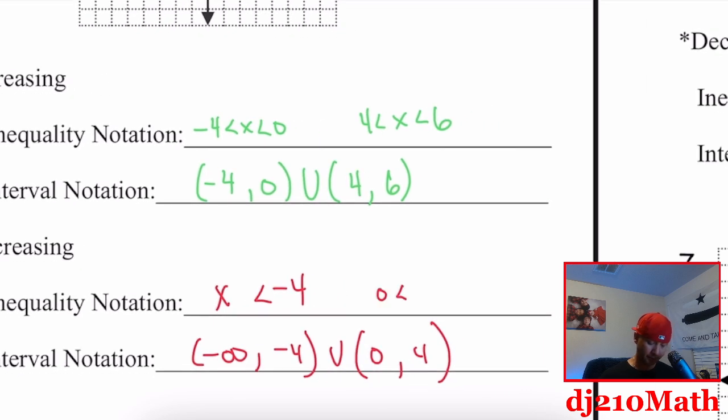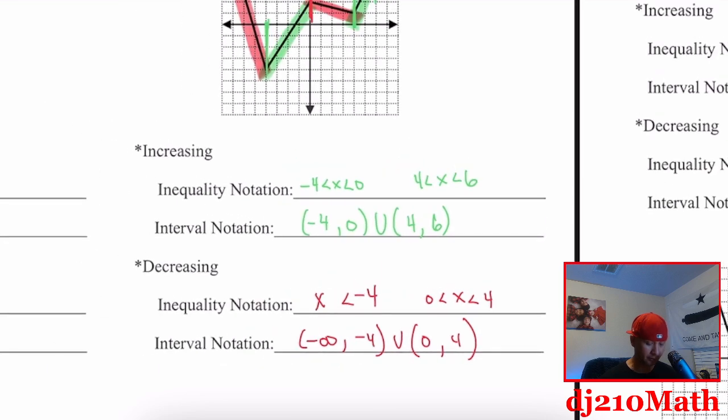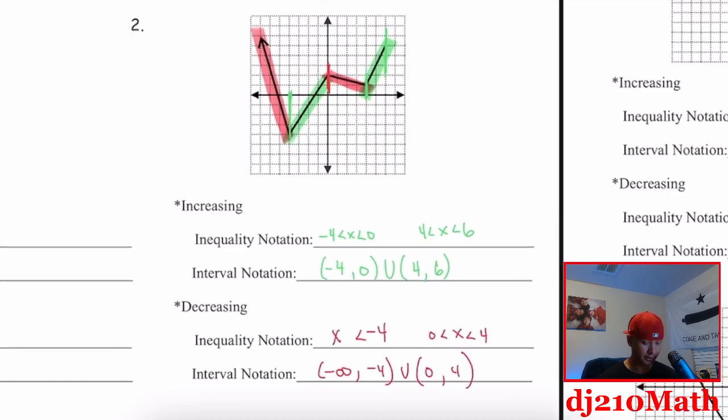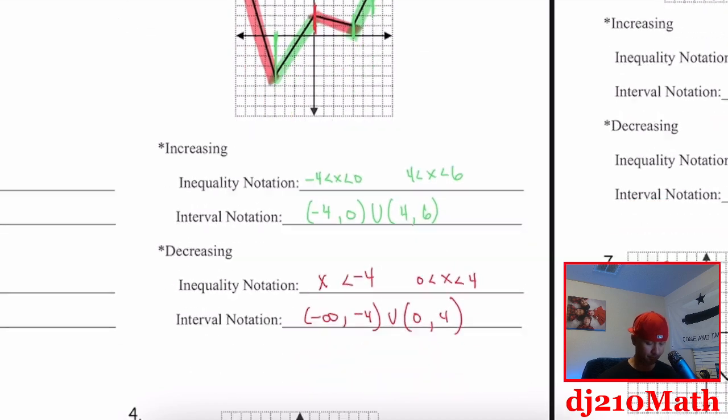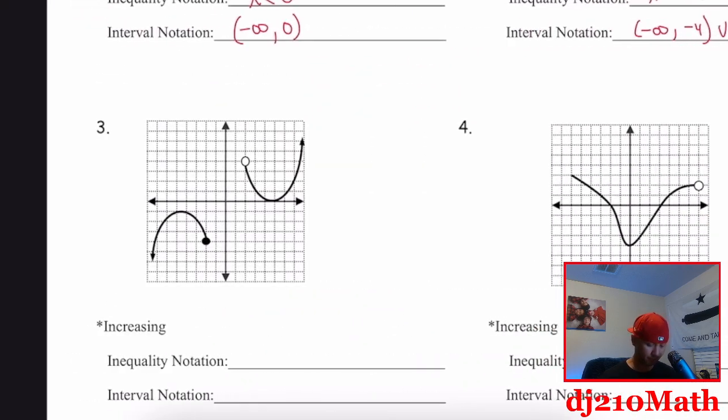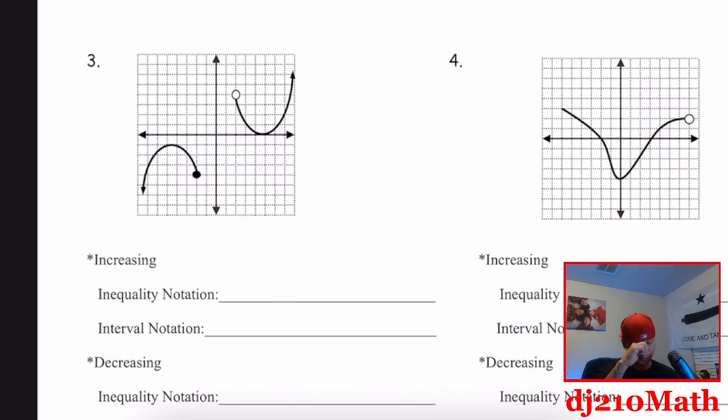And between 0 and +4. So you pick any number that's on either one of these, less than -4 or in between 0 and +4, you're going to be on a downhill section of the graph. And there it is. Okay. I'll probably do a little bit less explanation.